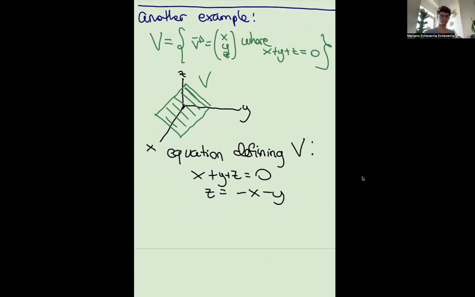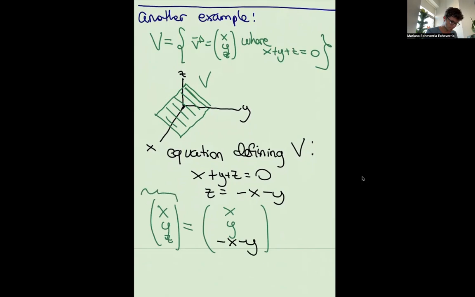Okay? So any vector inside of V can be written as x, y, minus x minus y. Is that okay so far, so good? All right, I'm just using the equation of the plane to solve for the variable.